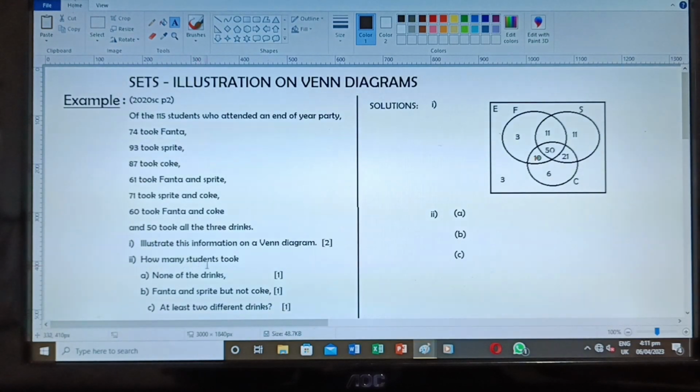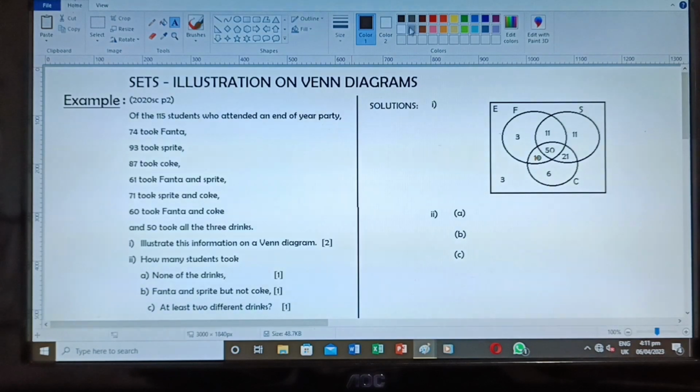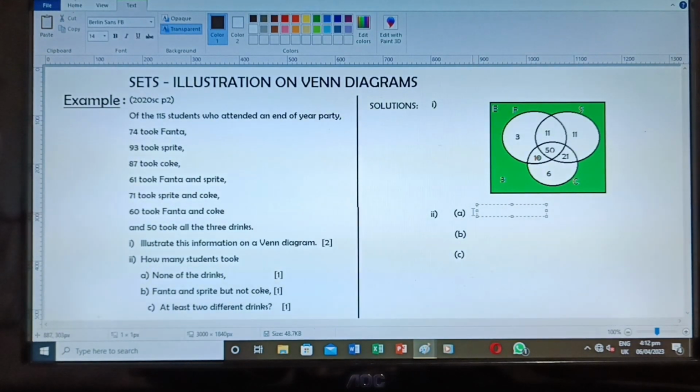Okay. So now, having illustrated this information on our Venn diagram, we can now look at part 2, which says how many students took none of the drinks. We are going to look for the students who fall outside the 3 sets but inside the universe here. This is the region that talks about those who took none of the drinks. According to the information that we have here, it is 3. So our answer here is 3.